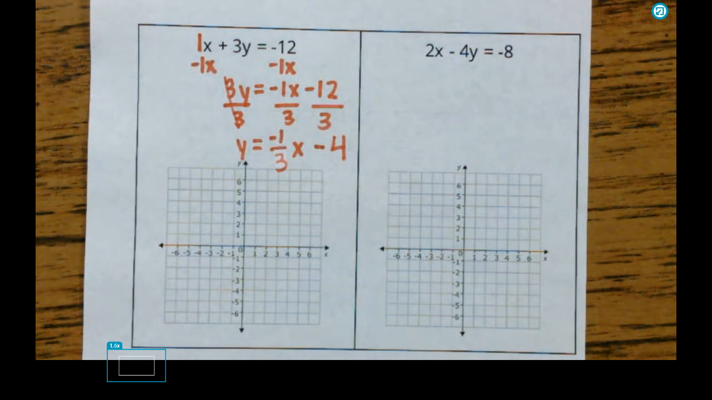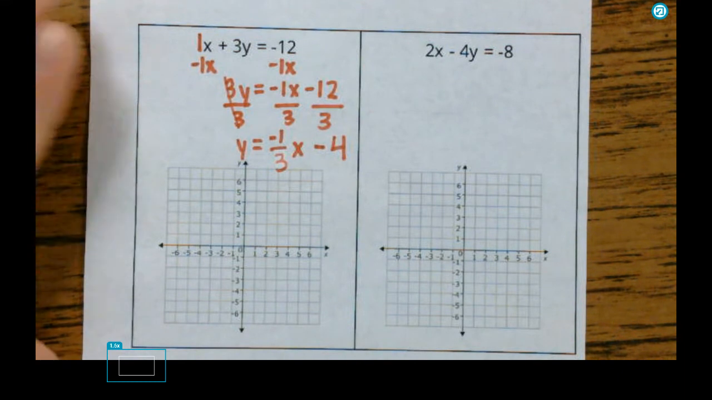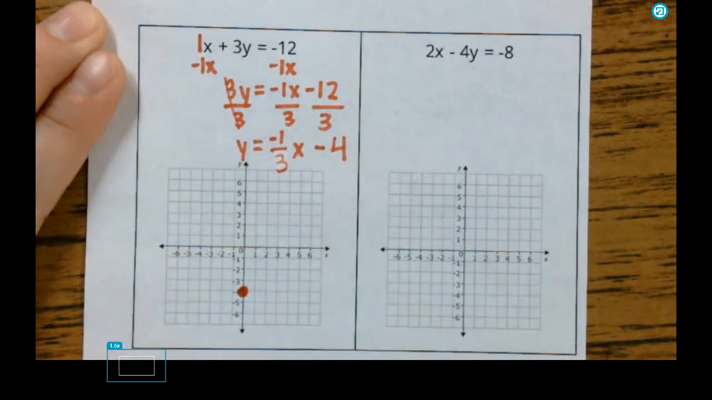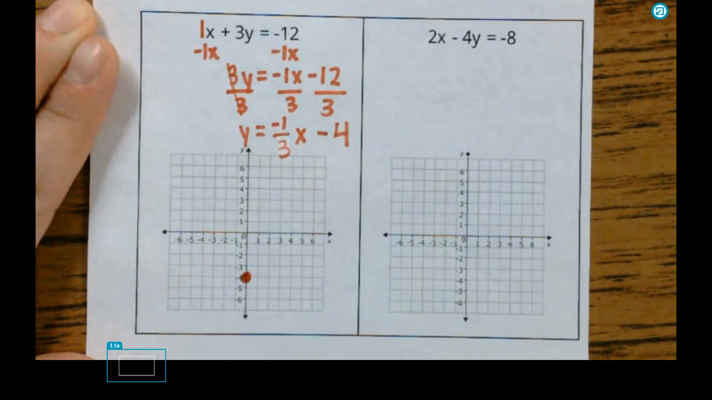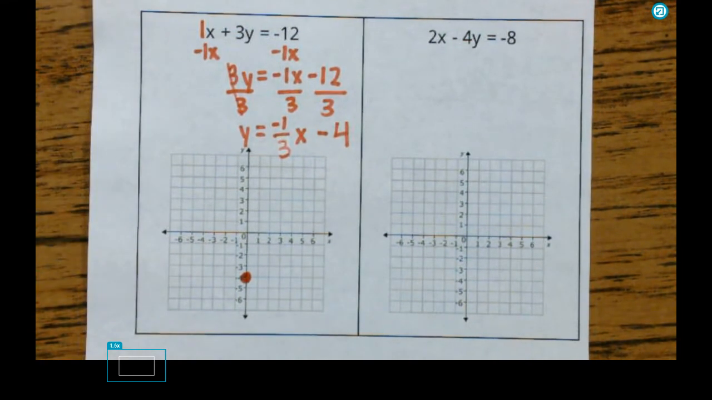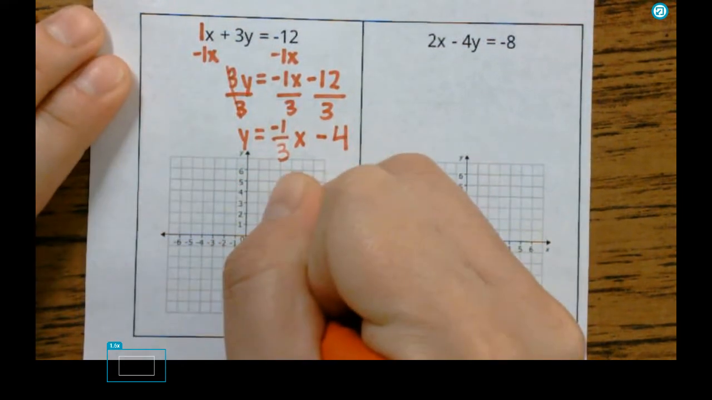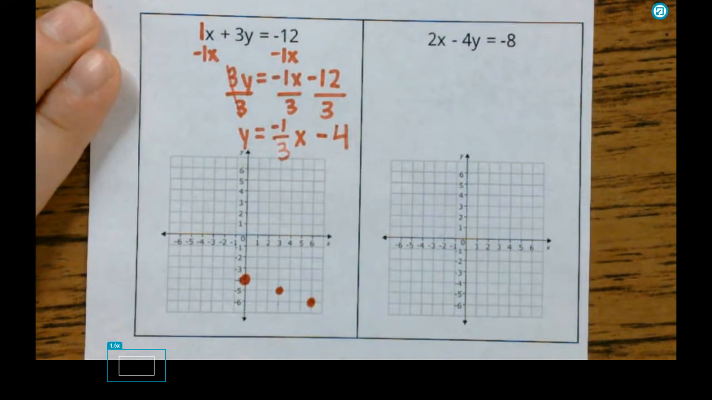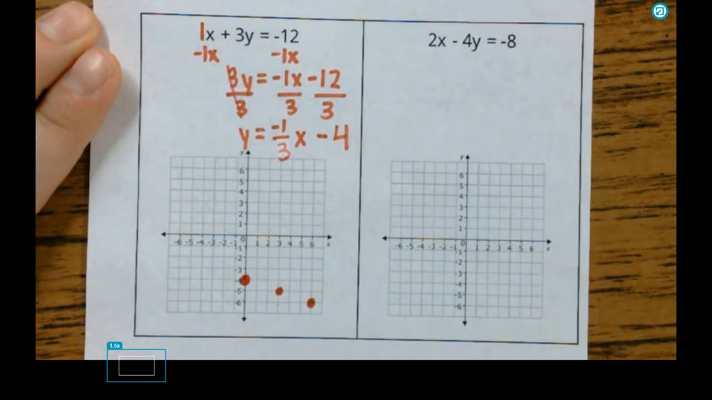Okay. We can go ahead and graph that then. So we are going to start our graph at negative 4 on our y-axis. So on our y-axis, we start down here at negative 4. Then we are going to graph a slope of negative 1/3. That means we go down 1, right 3. Down 1, right 3. We always go up or down, and then we always go to the right.